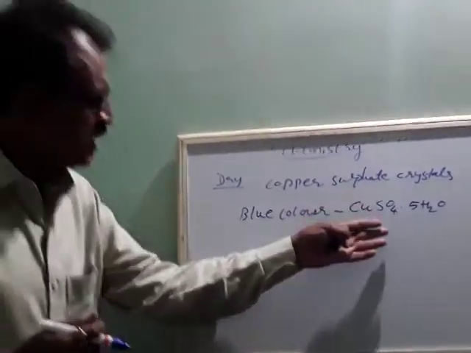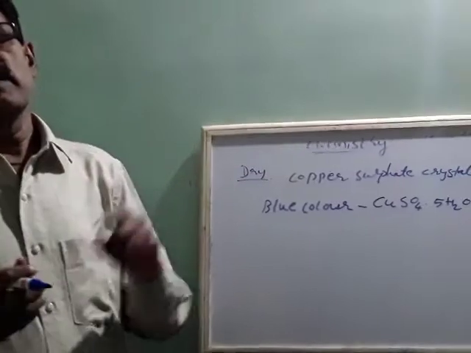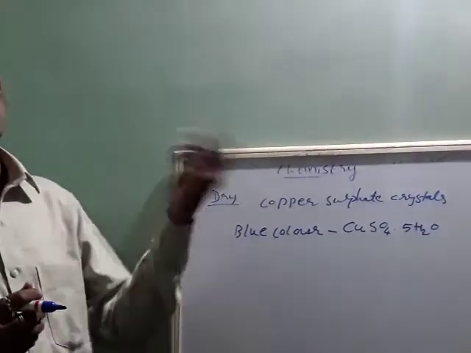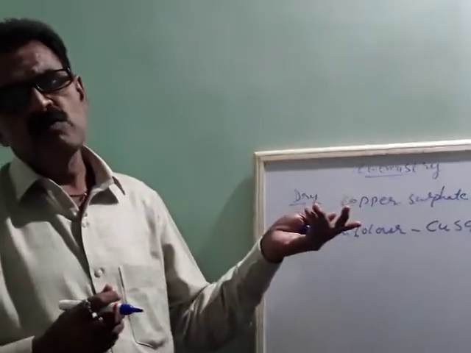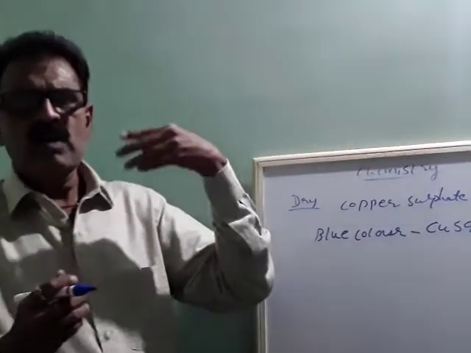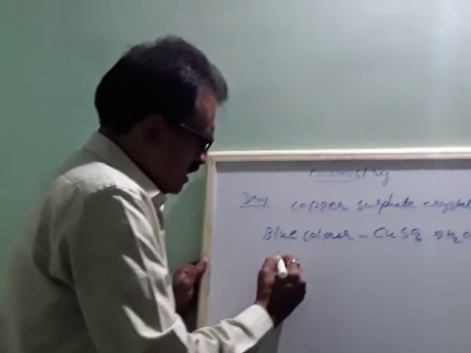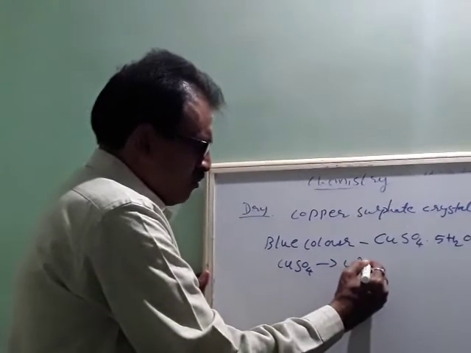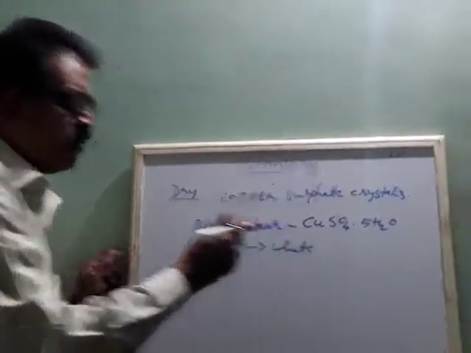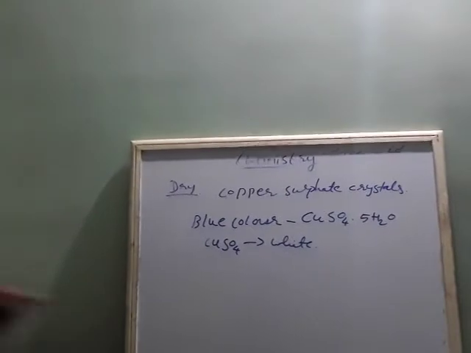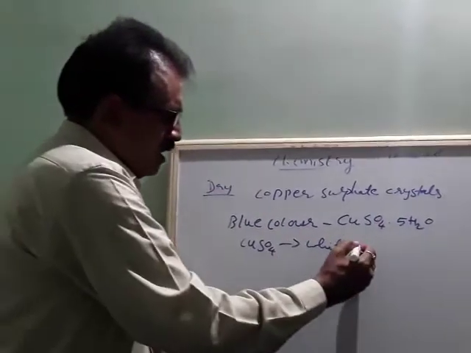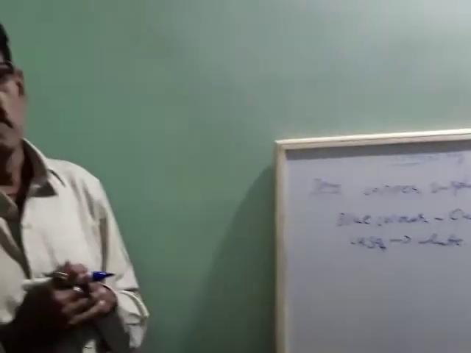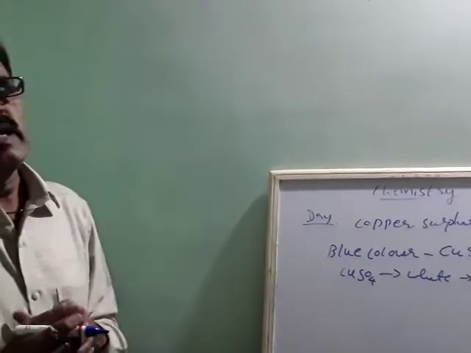Suppose you take these copper sulfate crystals in a test tube and heat them, what actually happens? This will lose its color. It loses its water of hydration, so this becomes only CuSO4. Then its color changes to white. The blue copper sulfate changes to white. Again, if you add water, it becomes what? Which color? Again, blue color. It will regain its color. So this is called water of rehydration.